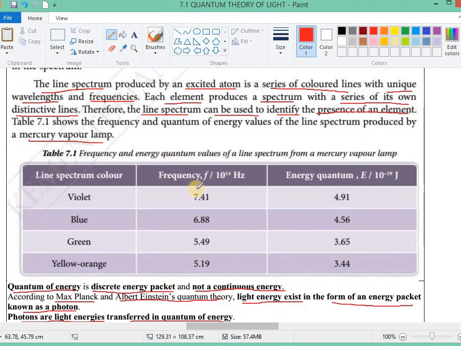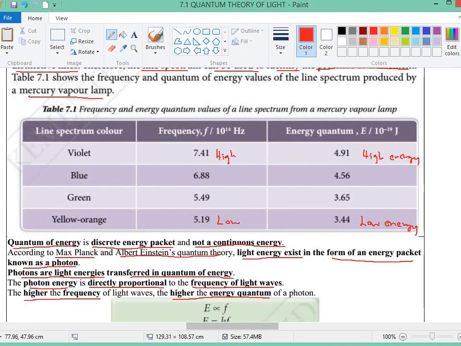Here we can see that the line spectrum color is violet. Violet has a higher frequency. Yellow-orange, the frequency is low. So that means the energy quantum of the photon will be higher for violet, high energy. For yellow-orange, the photon contains a lower amount of energy, low energy.